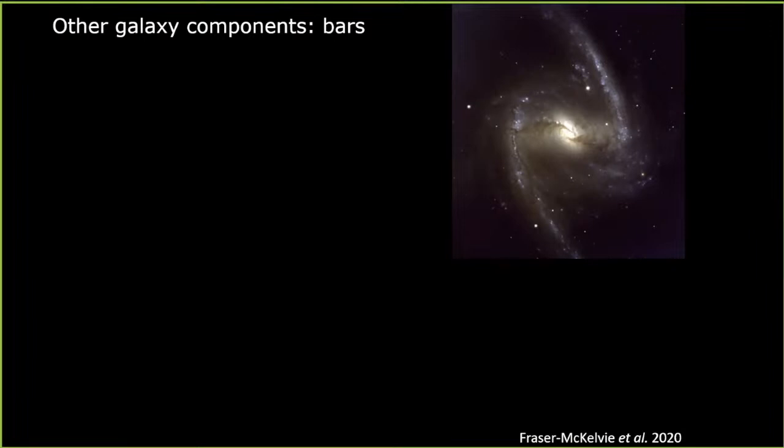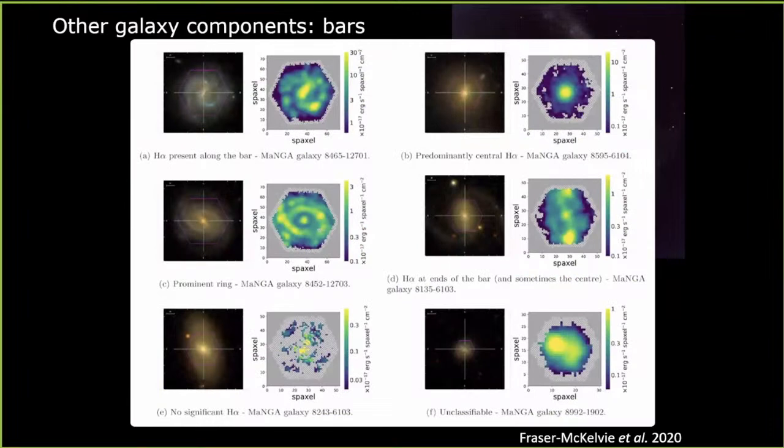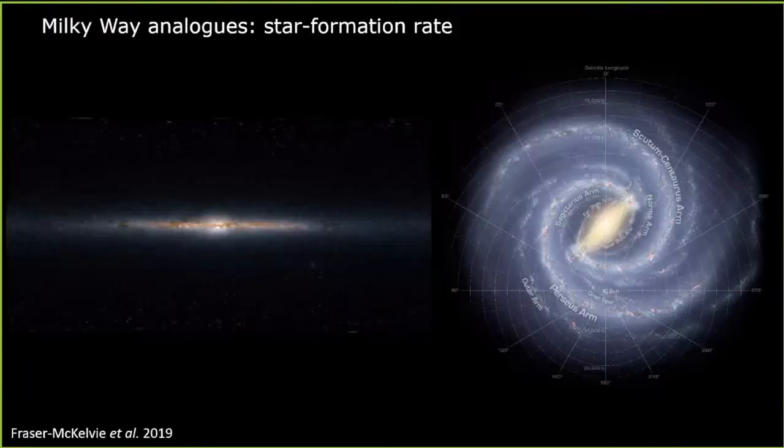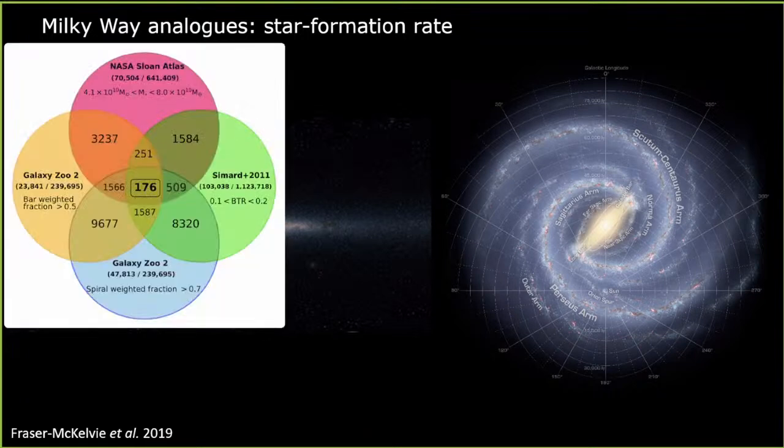Other galaxy components: we looked at bars, and in the interest of time, I'm going to skip the part about stars, but we started looking also at the spiral galaxies. The first question that we asked ourselves was, is the galaxy like the Milky Way typical, or is it very strange with this kind of information? If you've got a large number of galaxies, then you can start doing statistics. So we selected a sample of Milky Way analogs.